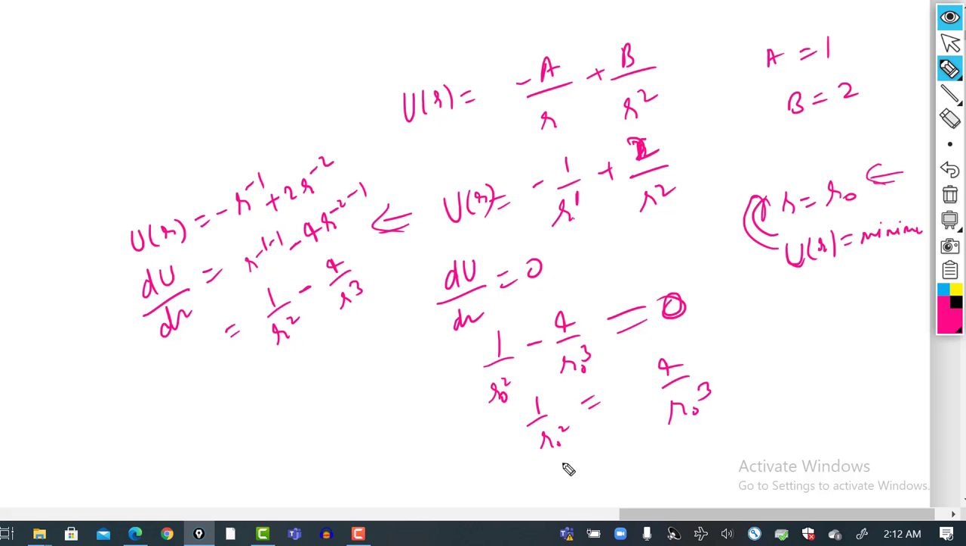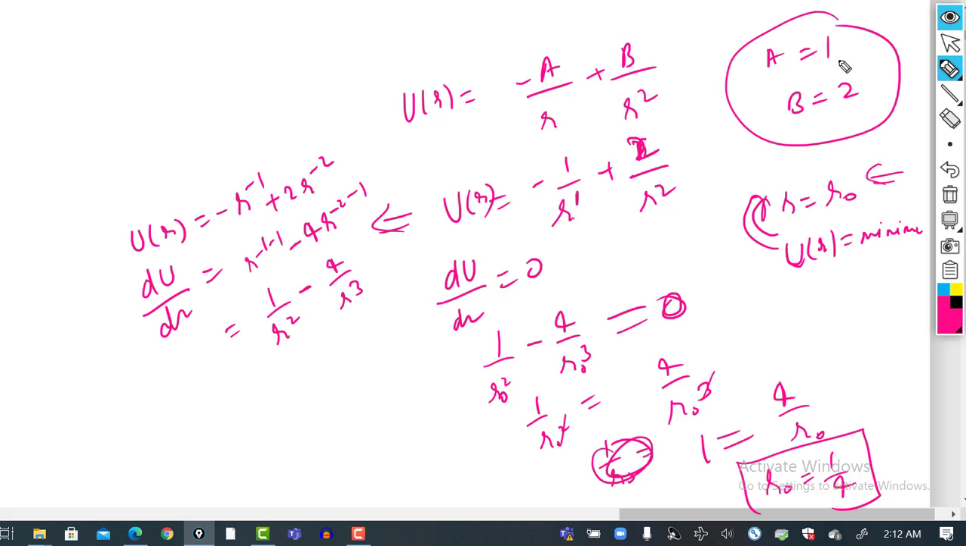Now r naught square can be cancelled out. It will simply become 1 equal to 4 by r naught, because r square will be cancelled out. So basically r naught is going to be 1 by 4. It depends what is the unit of a and b. If the unit of a is typically in meter, then nanometer, then r naught will be in nanometer only. If a and b are in angstrom, of course I will tell you how to find out the unit of a and b. So right now just see, if a and b are given in angstrom, then r naught will be in angstrom. Okay, let me give you another example, then we'll go to solve that question.